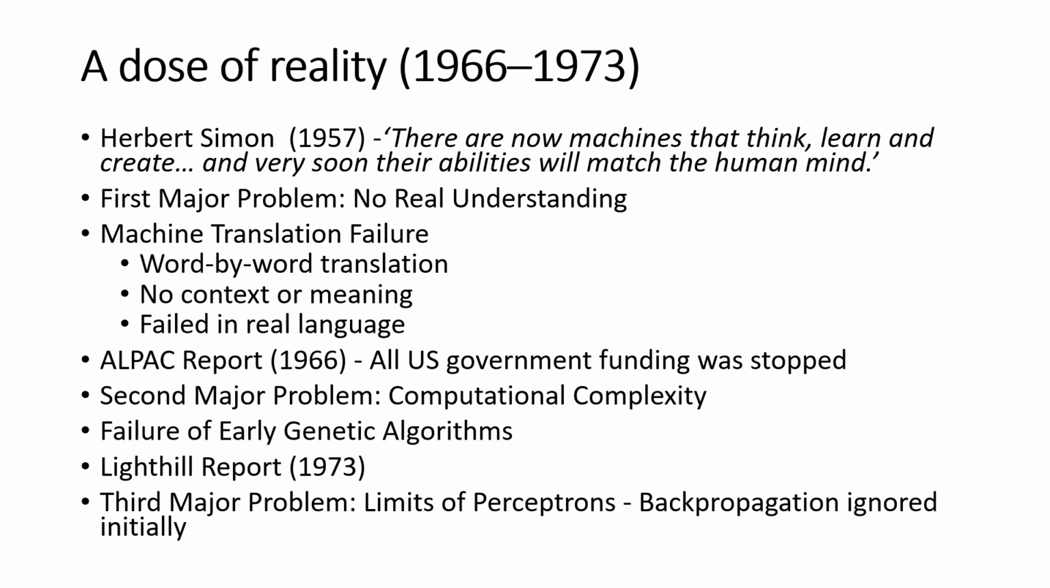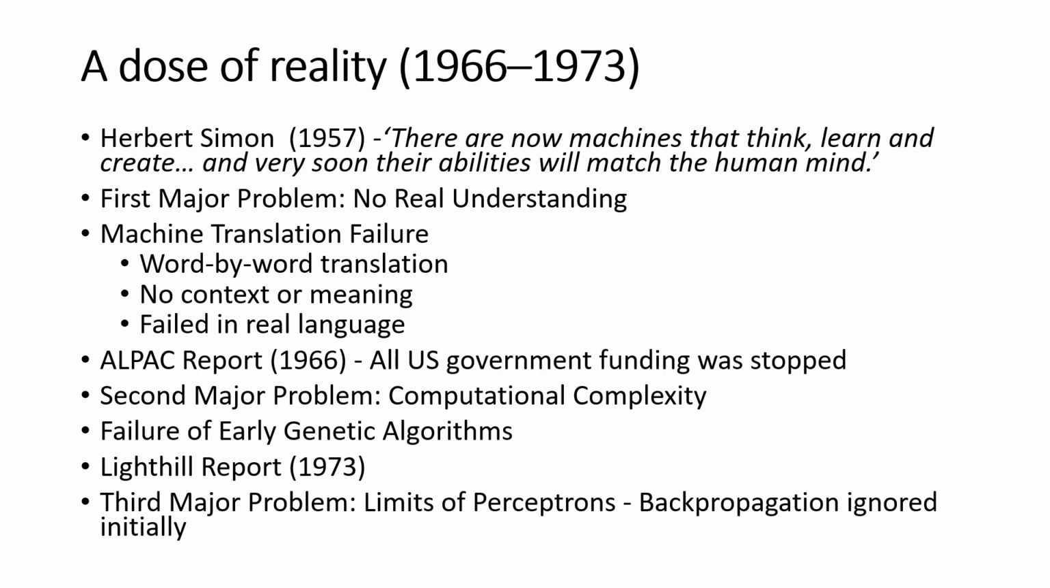According to Herbert Simon, there are now machines that think, learn and create, and very soon their abilities will match the human mind. These predictions did come true, but not in 10 years. They took nearly 40 years. So the major problem was no real understanding. Most early AI programs did not understand their subject. They used syntactic manipulation, that means manipulating symbols and following rules without understanding the meaning.